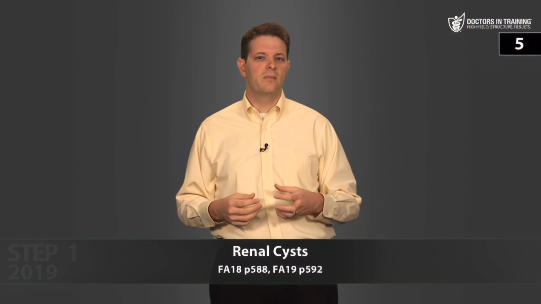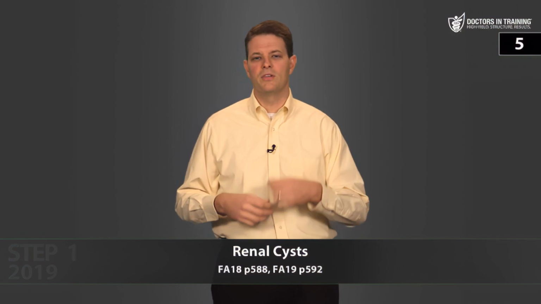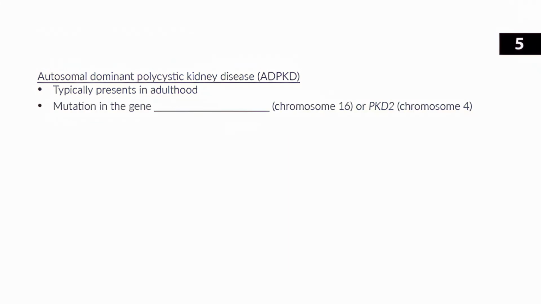Now, in your study guide, there's some information about a couple of diseases that produce lots of cysts. First, there's autosomal dominant polycystic kidney disease, which typically presents in adulthood. In fact, it used to be called adult polycystic kidney disease. It's most commonly caused by a mutation in the gene PKD1 for polycystic kidney disease, PKD. And this is found on chromosome 16, or rarely it's a mutation in PKD2, which is on chromosome 4.